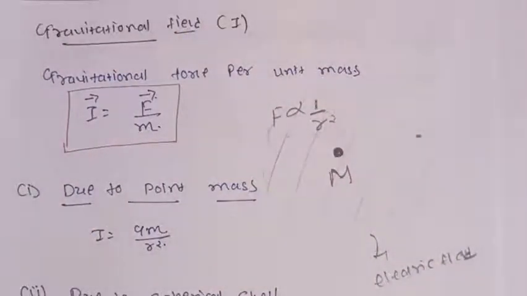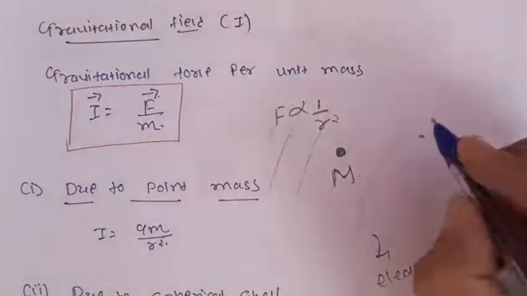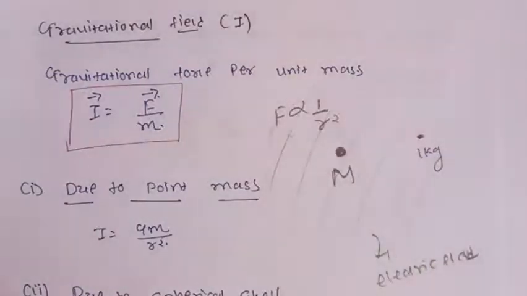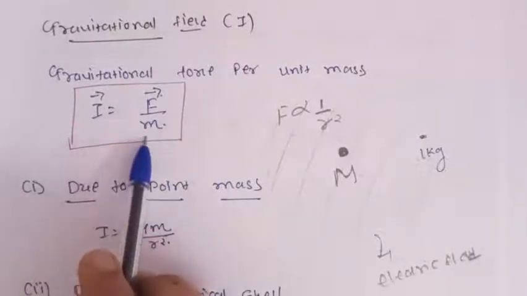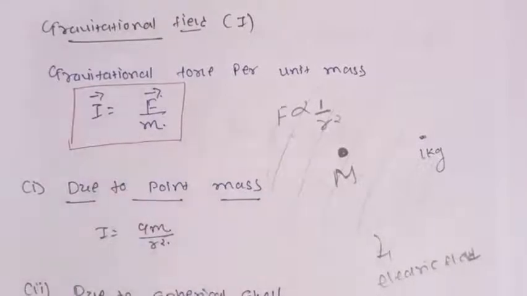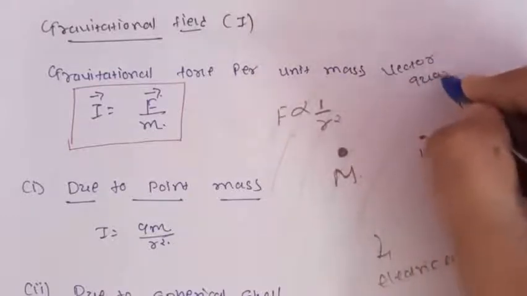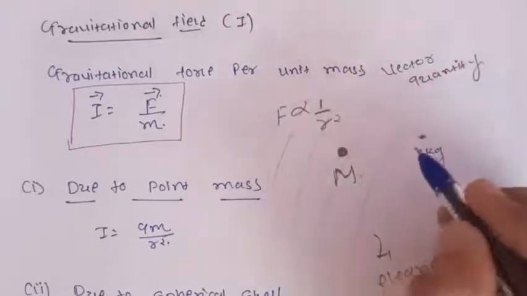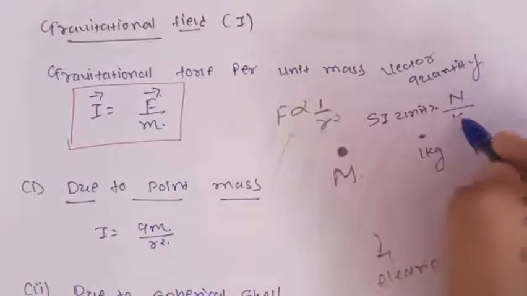The gravitational field intensity is defined as the gravitational force acting on the unit mass, that is 1 kg mass, of an object in the field of given mass. It is defined as force per unit mass. It is a vector quantity. And its SI unit is Newton per kg.